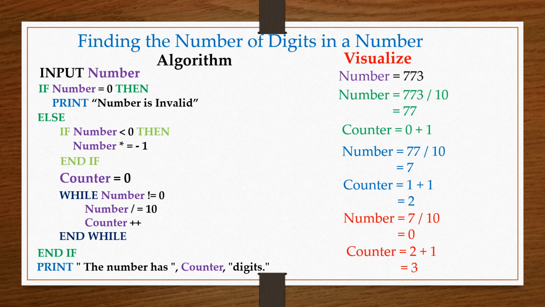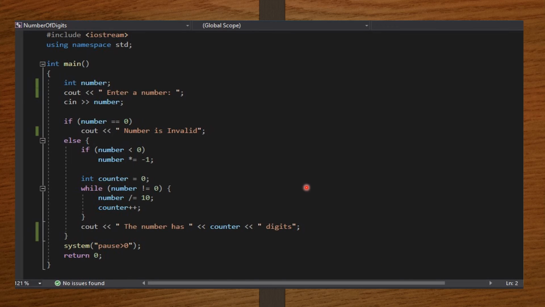Let's convert the algorithm to code and see how it works. In the int main function, I declare number and counter to be integers. And then I ask the user to input the number. Then I say if the number is 0, it should display to the user that the number is invalid. Else, if the number is less than 0, multiply the number by -1.